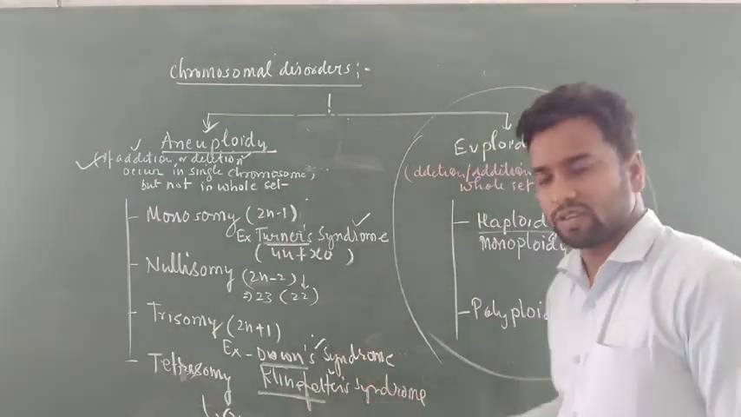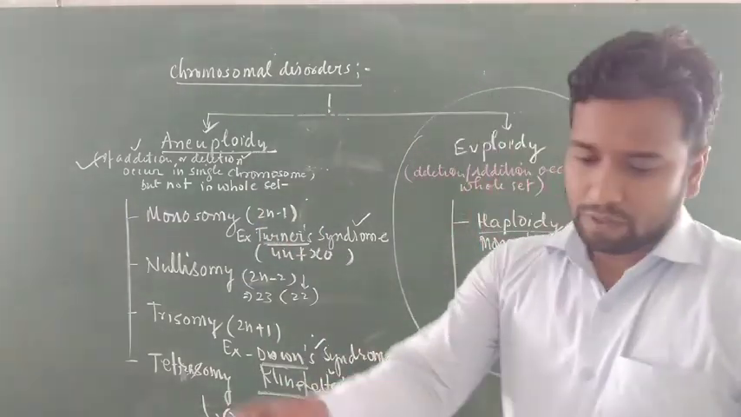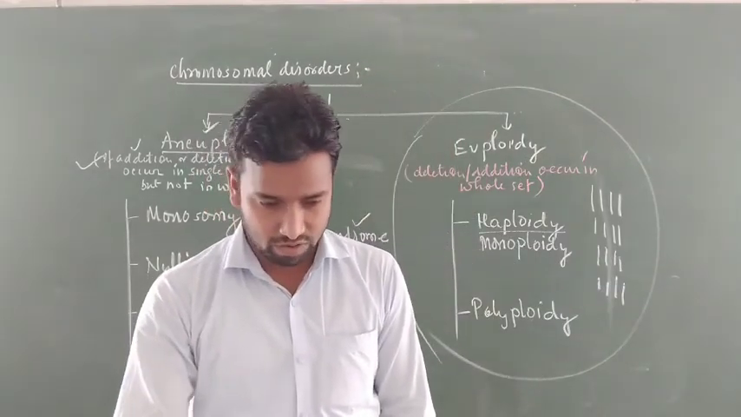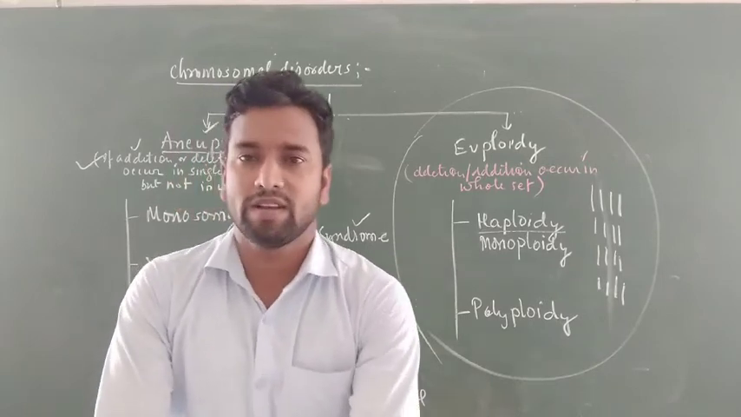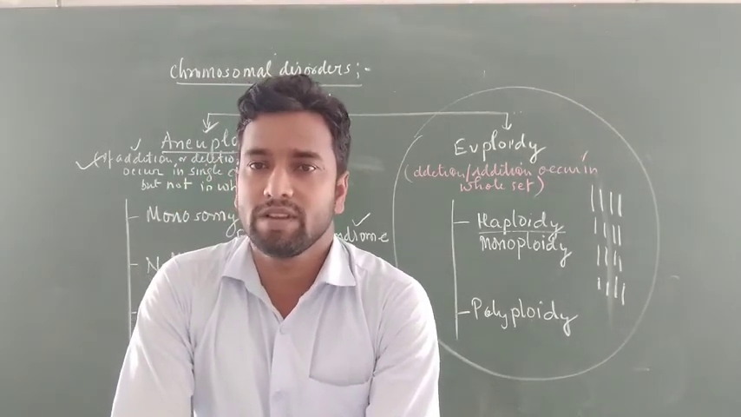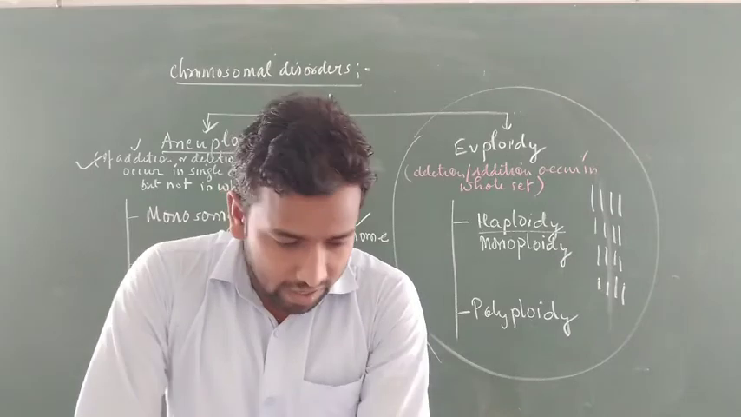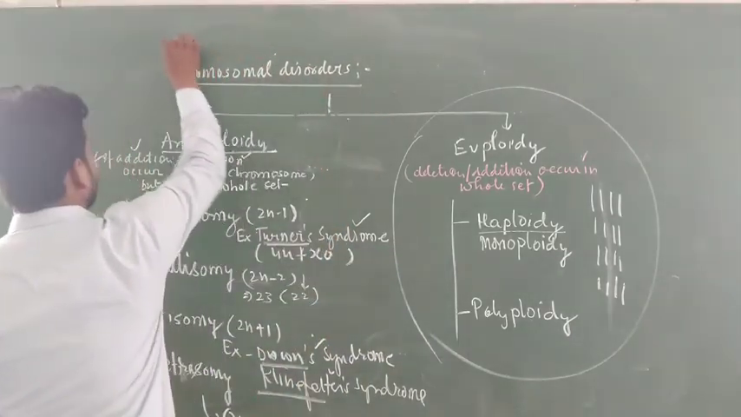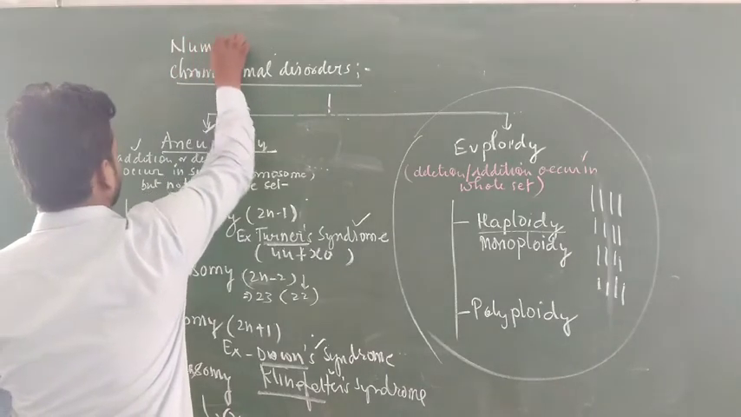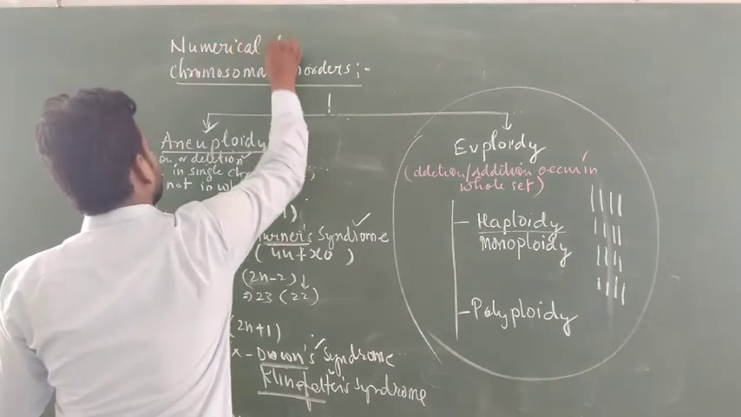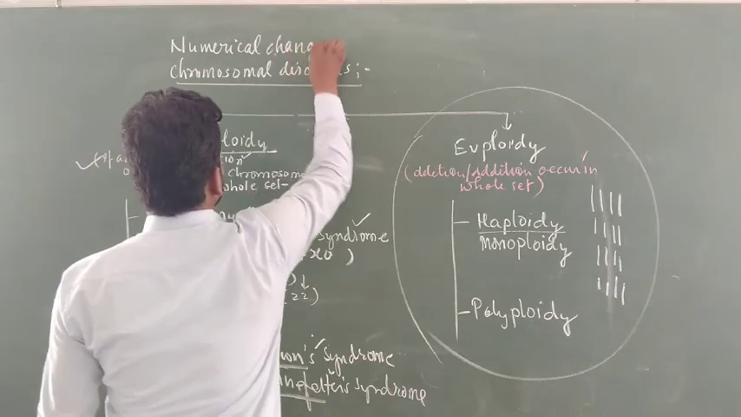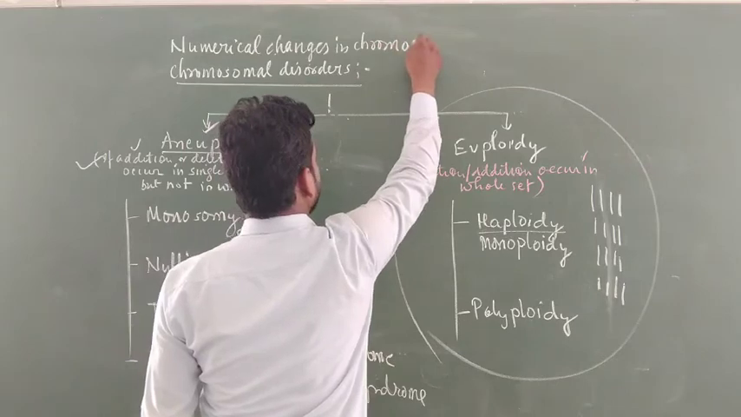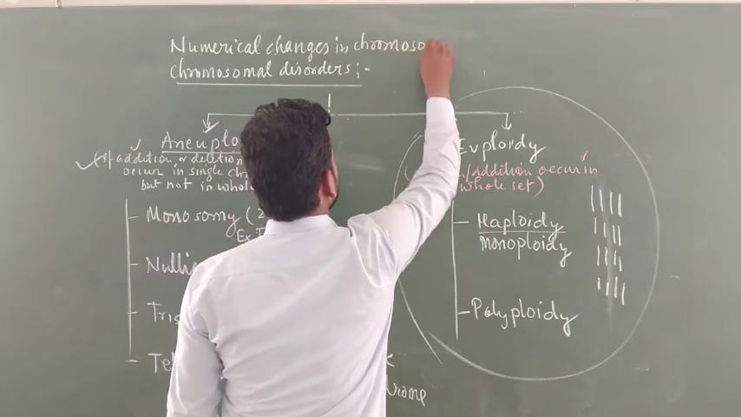Students, what is the difference between chromosomal aberration, chromosomal disorder as well as Mendelian disorder? What is the basic difference between them? I think you may fully understand. A chromosomal disorder is also called numerical changes in chromosome, also known as numerical aberration.